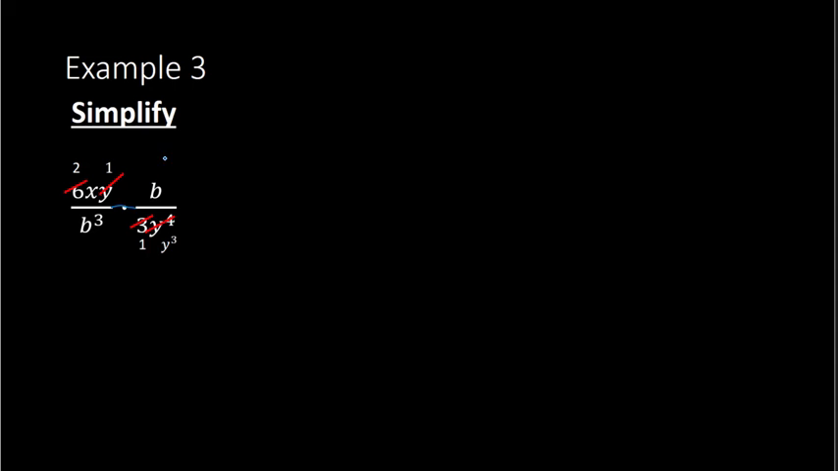And then looking at the b's, b and b to the third, those can divide out, and I'm left with the b squared on the bottom. So what I have left is a 2 and x in the top, so we have 2 times x. In the bottom, we have b squared times y to the third. So my answer is 2x over b squared times y to the third.